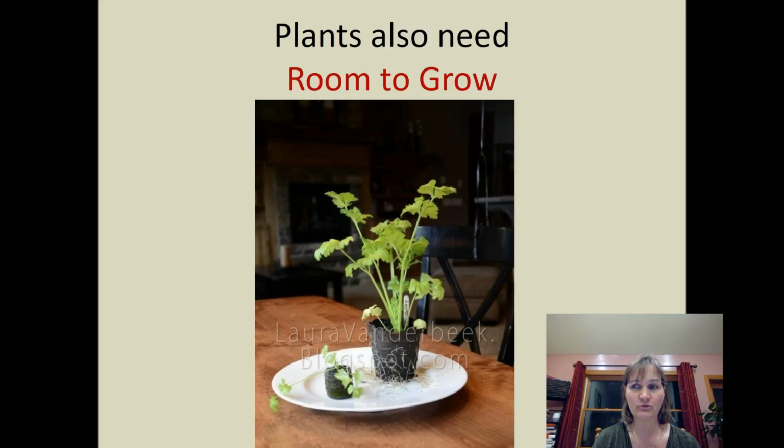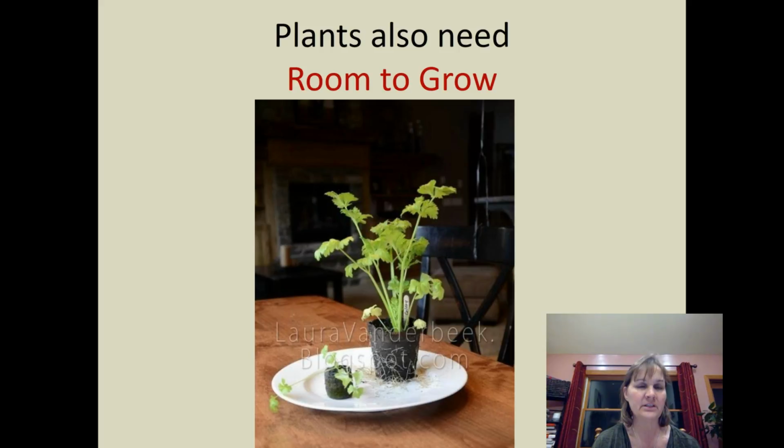Plants also need room to grow. As you can see in this sample here, you see that tiny little plant? Well, that's because the roots had nowhere to grow. It needed a larger pot with more soil so it could spread out, and therefore then it could grow and be larger. And the one last thing, and I don't have a slide for it, is shelter, like a house.